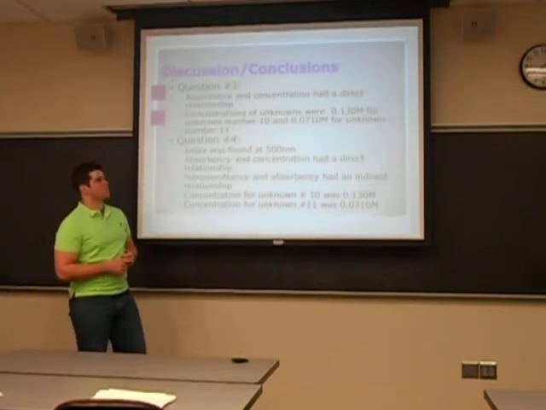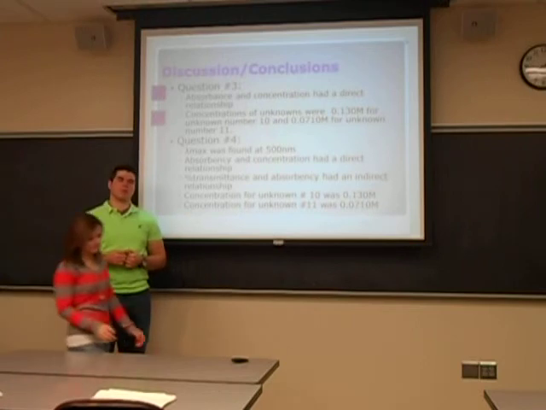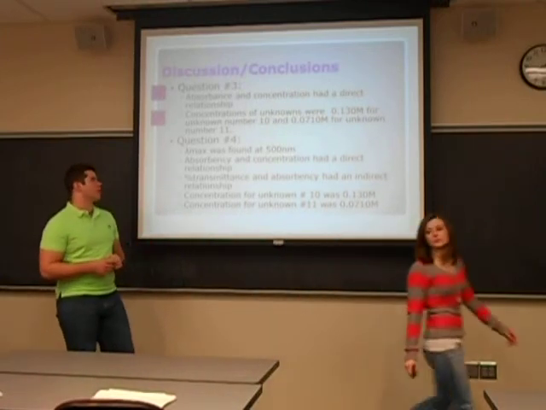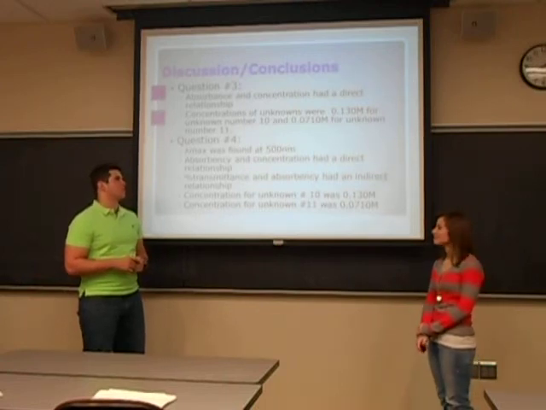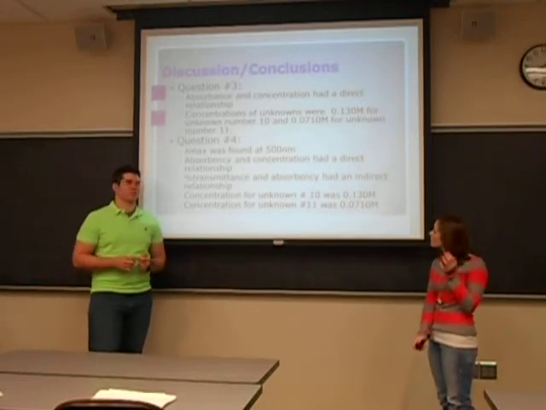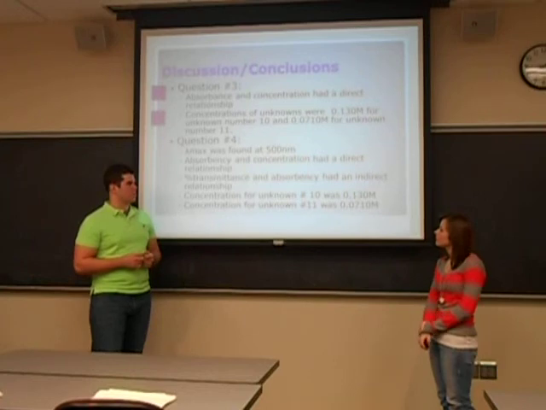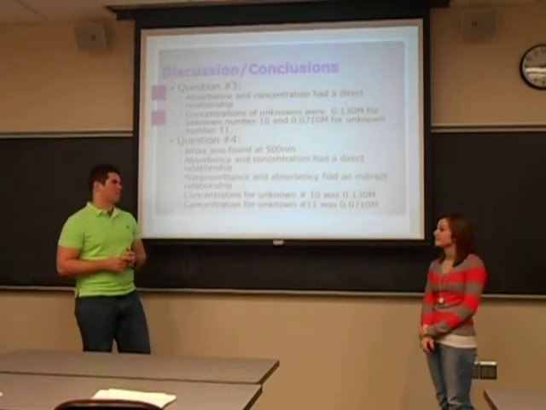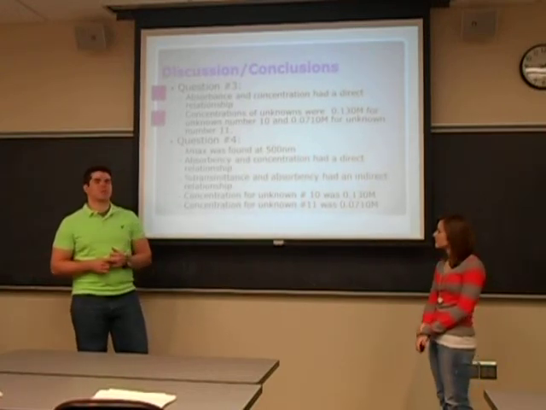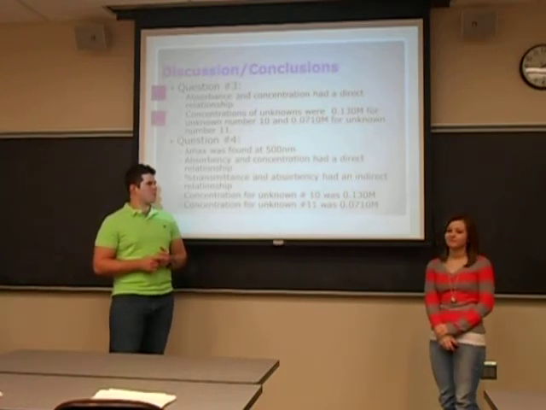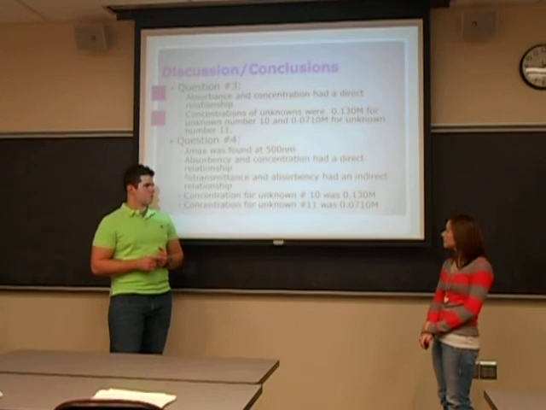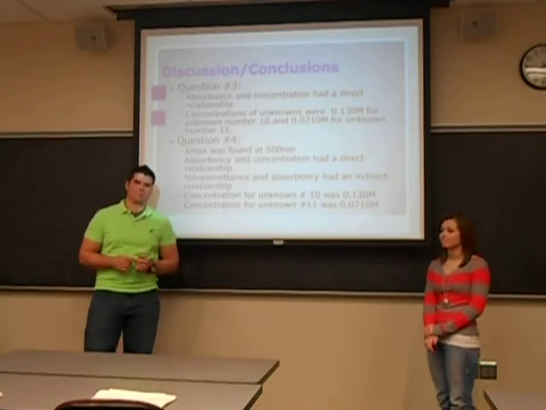And then number 4, this just asks to give our overall findings for the lab. And we found lambda max at 500 nanometers. Absorbance and concentration have a direct relationship. Percent transmittance and absorbance have an indirect relationship. And the concentrations for the unknowns 10 and 11 are as follows: 0.130 molar, 0.0710 molar.